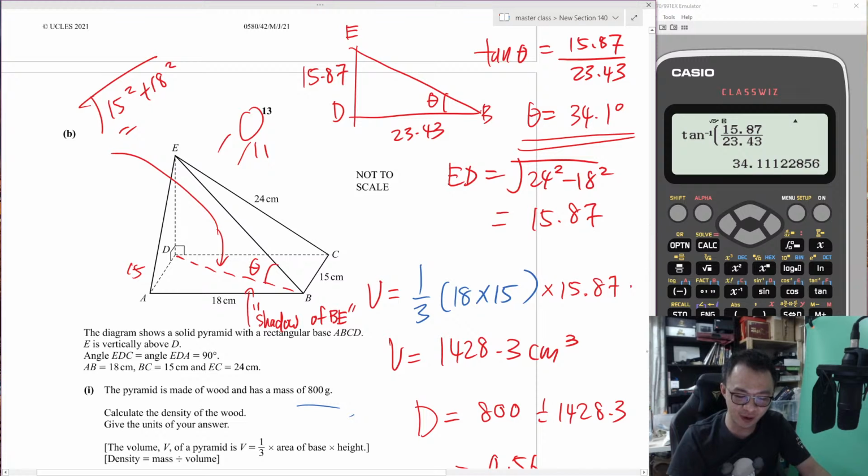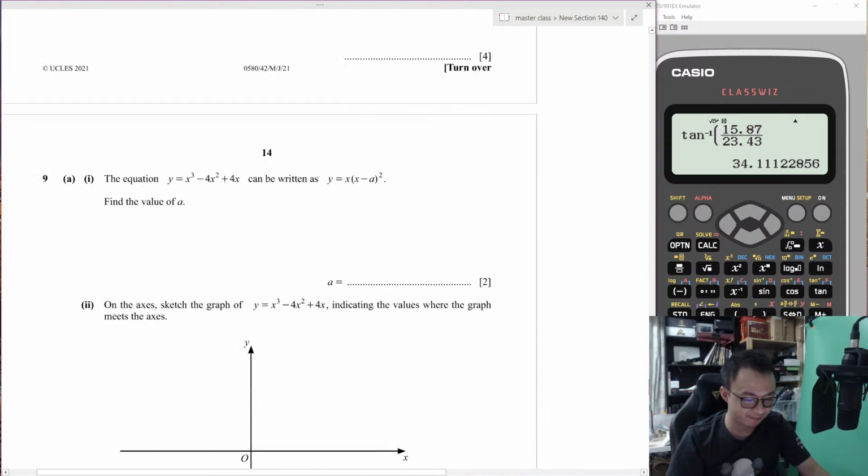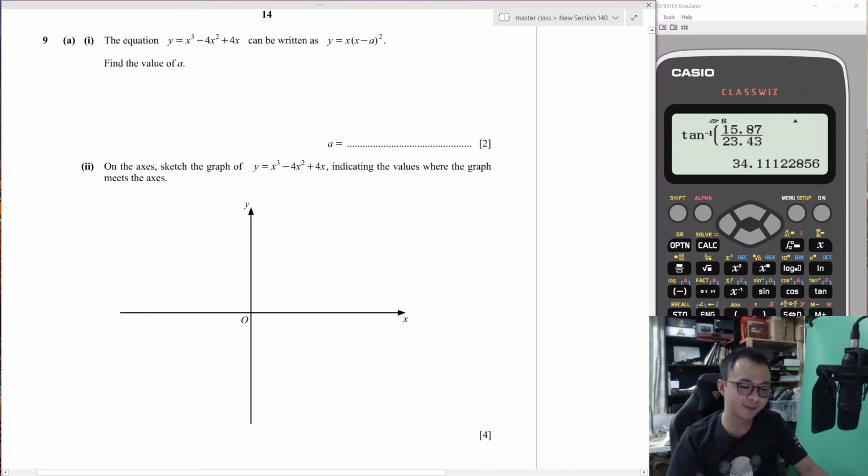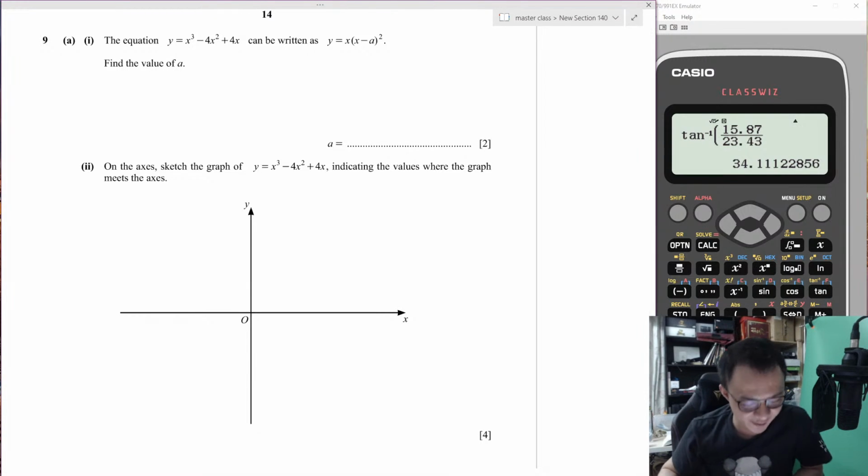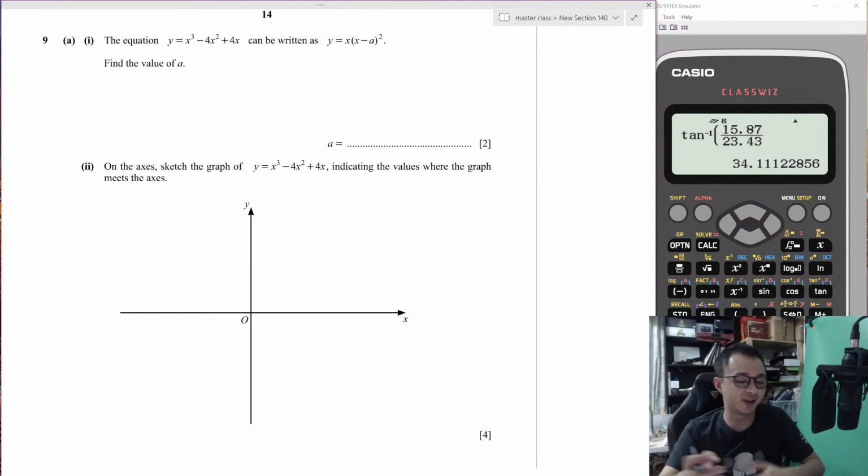Yeah, the 2021 paper is a little bit tough. Alright, this one I guess is a differentiation topic. It's mixed with graph functions a little bit.